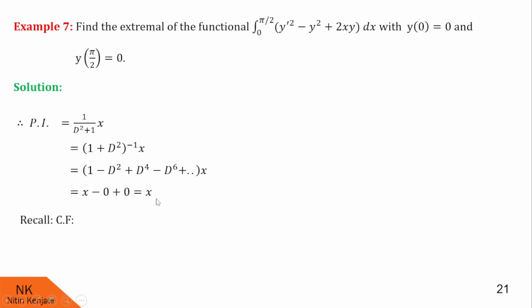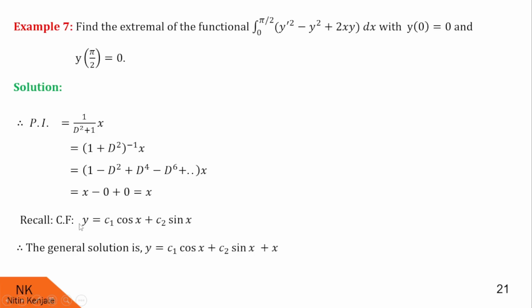Therefore, here I am recalling the corresponding complementary function and now I'm going to add it with this particular integral to get the general solution. The general solution of that differential equation now becomes c1 cos x plus c2 sin x plus x. Now our job is to find this c1 and c2 using these initial conditions.